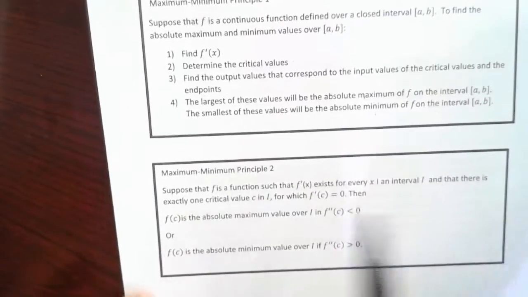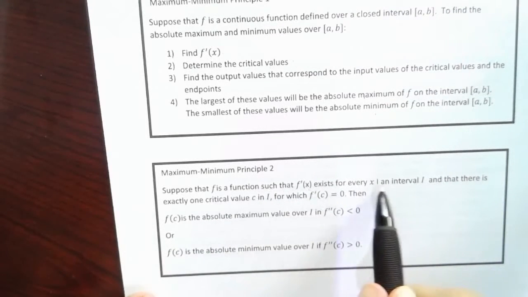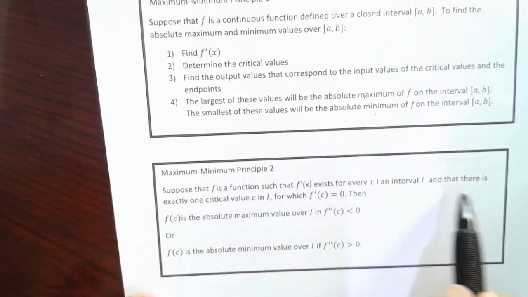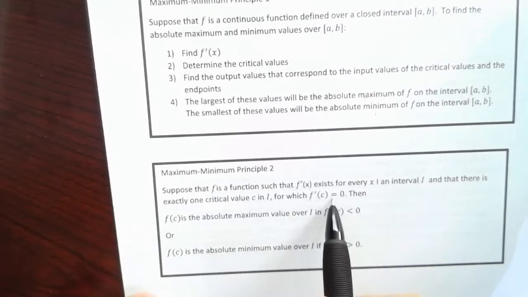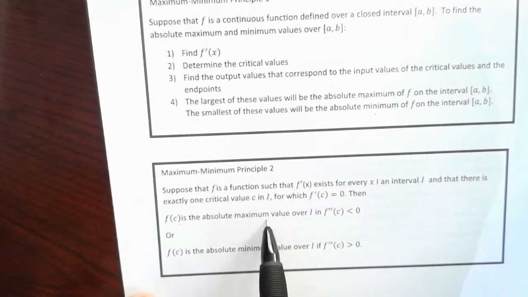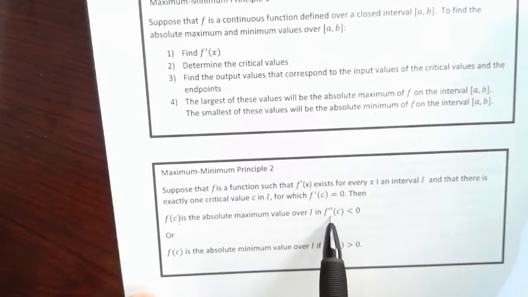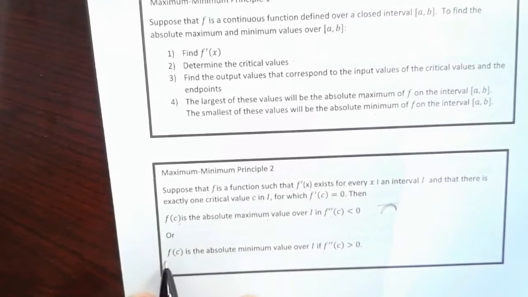Max-min principle number 2 says suppose that you have a function f such that your derivative exists over the entire interval I, and that there is only one critical value c, such that your derivative is equal to 0. That means you have a horizontal line there, and that your output there in your original function will be an absolute maximum value if your second derivative is less than 0, because that means you would be concave down, so it has to be a max, or that your output value there is going to be a minimum value if your second derivative is greater than 0, because that means you're concave up, so you'd have to be a min.